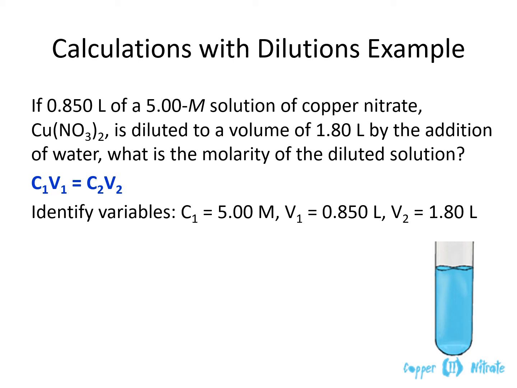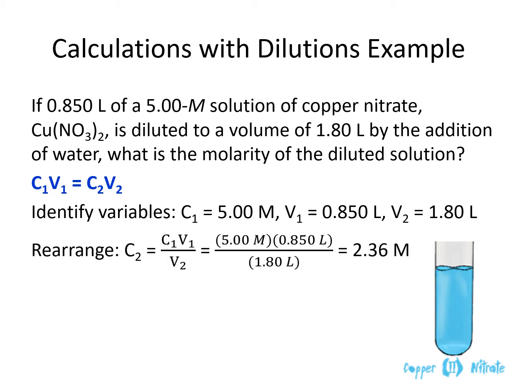In this case, our missing variable is C2. So we need to get C2, the new concentration, by itself. To do that, we divide both sides by V2. We get C2 equals C1 times V1 divided by V2.